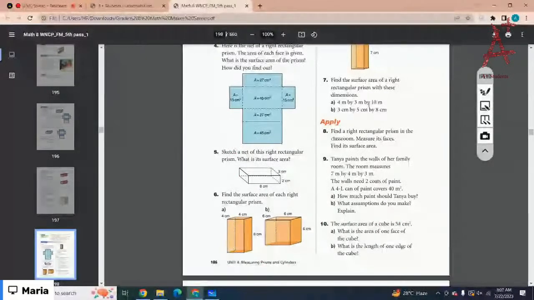Okay, then question number 8. Okay, question number 9. Tanya paints the wall of her family room. The room measures 7 meter by 4 meter by 3 meter. The wall needs 2 coats of paint. A 4-liter can of paint covers 40 meter square. How much paint should Tanya buy? What assumptions do you make? Explain.